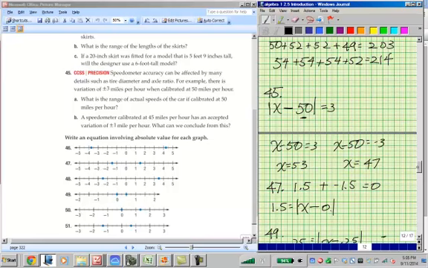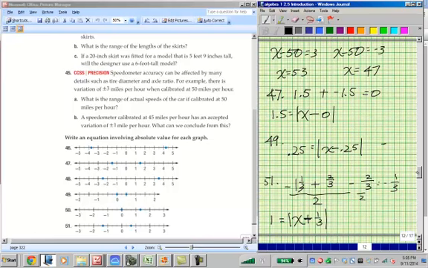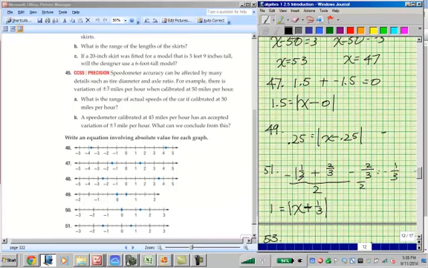Okay? 51. Well, here's the graph. Negative 4/3. Okay? So negative 4, here, let me write this like this.